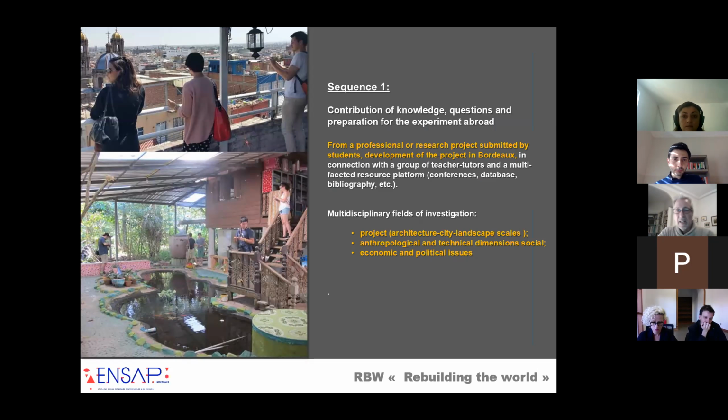In the first sequence, the idea is to clarify the technology, you know, in all these principles I presented at the beginning, and also in a multidisciplinary way of investigation. As we are a school of landscape and architects, it's easy for us to have a different approach from landscape, geography, anthropology, etc., but also economical and political issues.